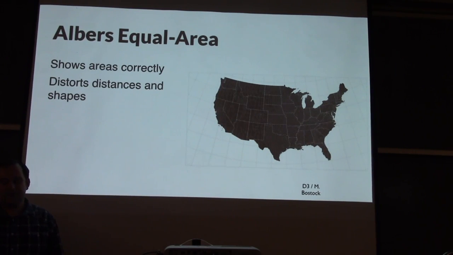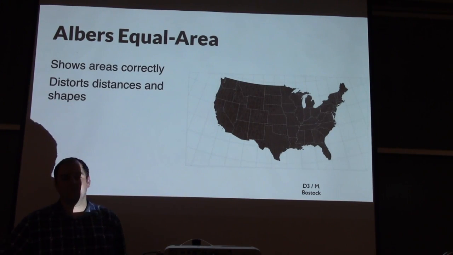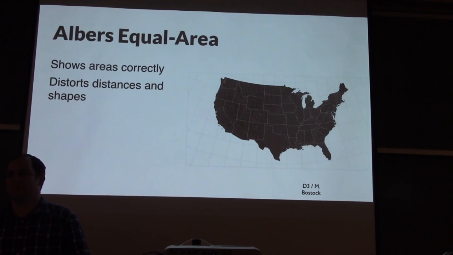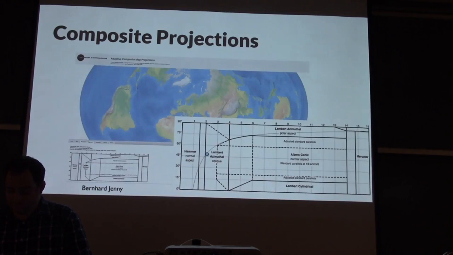Albers equal area is a special case, a projection that is tailored to the United States. It does show the area correctly, but it distorts distances and shapes. So this is the standard US map that we see very often, with special handling for Alaska and Hawaii so that they fit on the same screen.